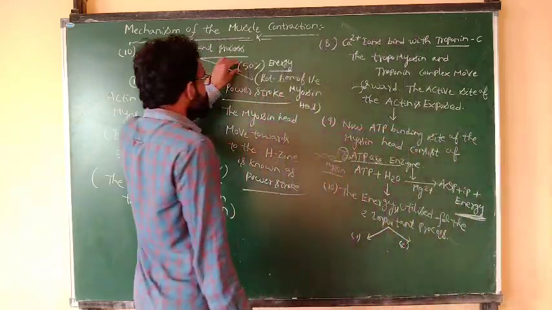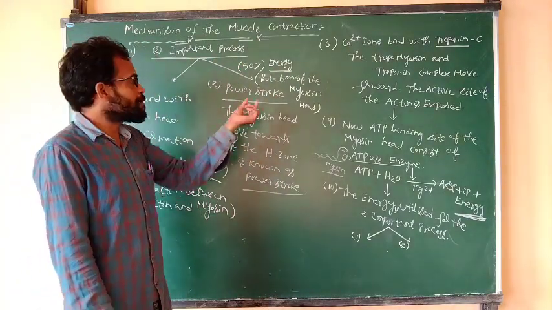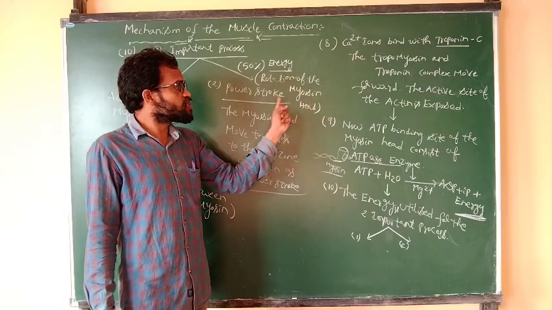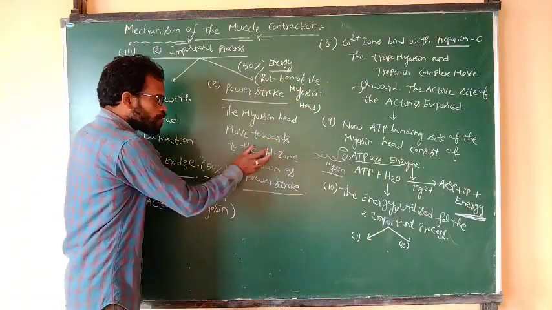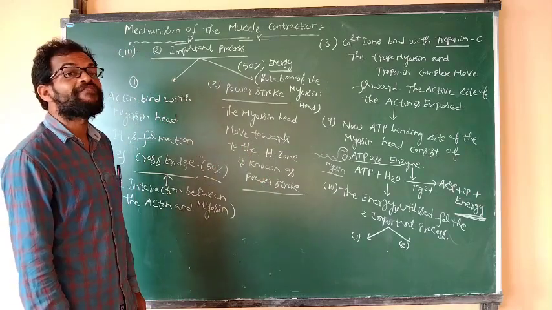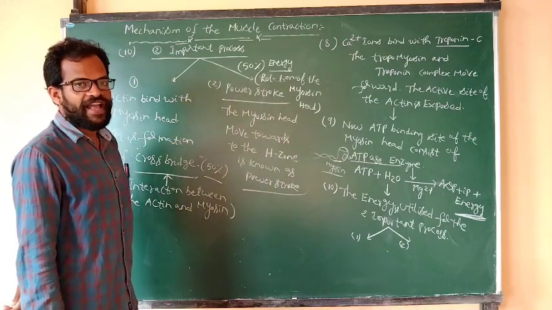And the remaining 50% of the energy is utilized for the power stroke. What is the meaning of power stroke? It is the rotation of the myosin head. The myosin head moves towards the H zone. It is known as a power stroke. This rotation of the head also requires some amount of energy.